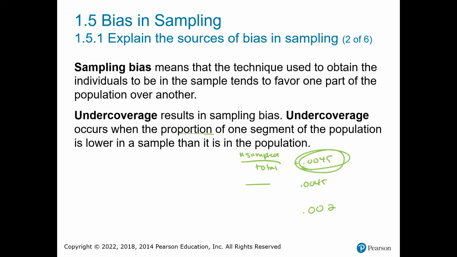Undercoverage occurs when the proportion of one segment is lower than the rest, okay? If this is lower than the rest, this group is undercovered, and it is not going to give us a correct representation of the entire group. So I may have used that stratified sample, but if I do not get a correct number from each group, we can have undercoverage.